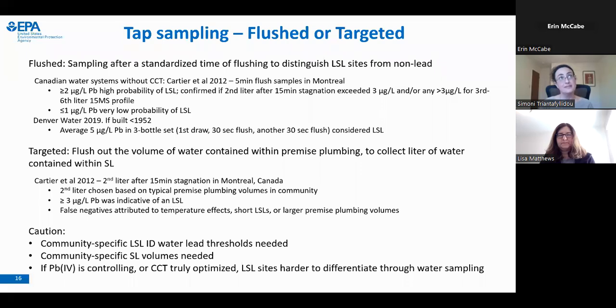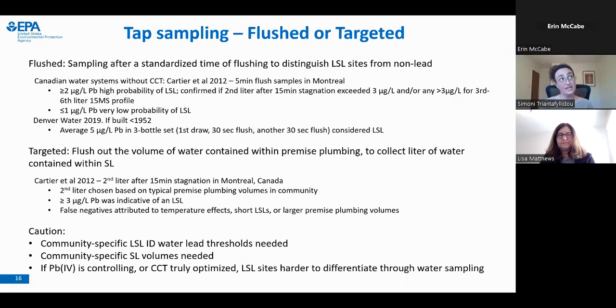And the idea here is that we're flushing all the water in the plumbing line until the water from the main, but still the water that we are capturing has some trace of lead in it if that residence has a lead service line. This has been approached by some systems in the past, and it has worked well, for example, in Canadian water systems and in Denver Water.